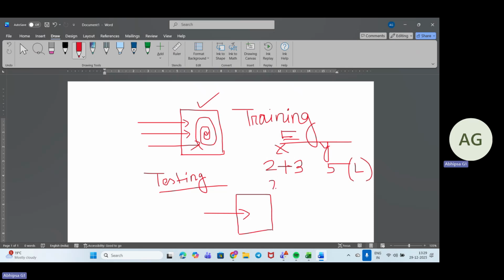Again, coming down to 2 plus 1, this gives us 3, so this is another label. Okay, coming down to 4 plus 5.